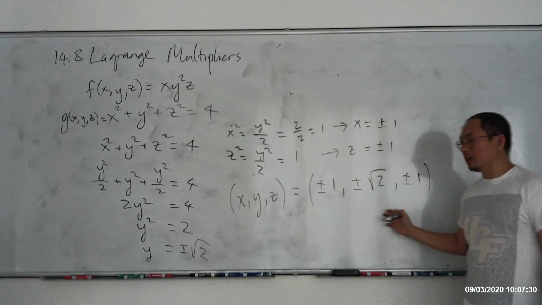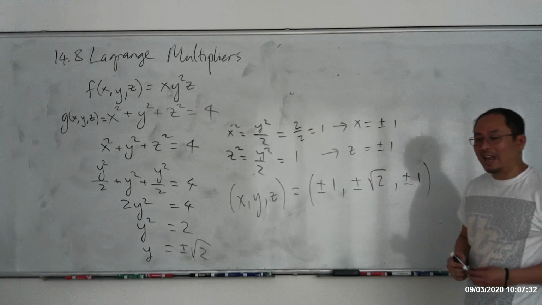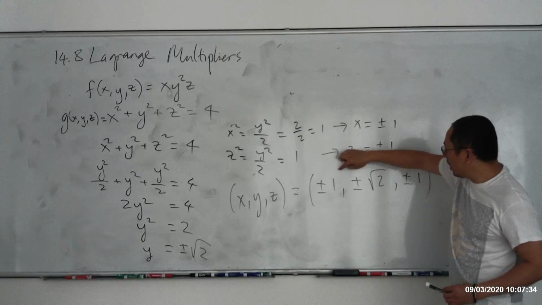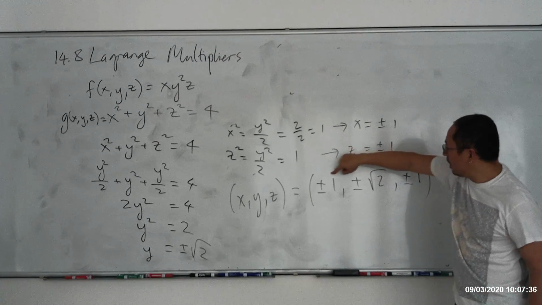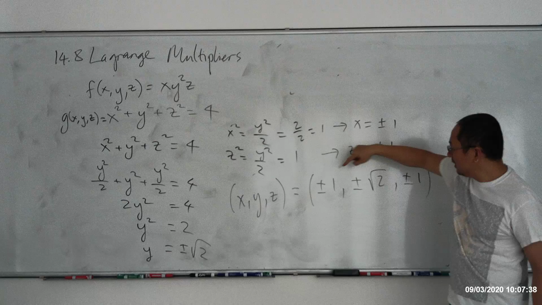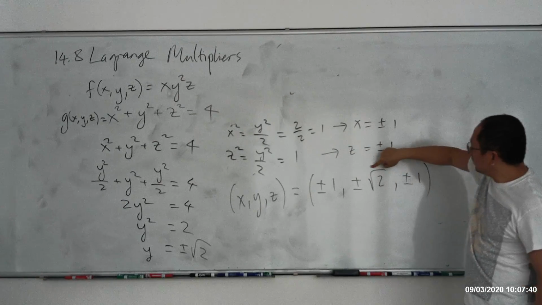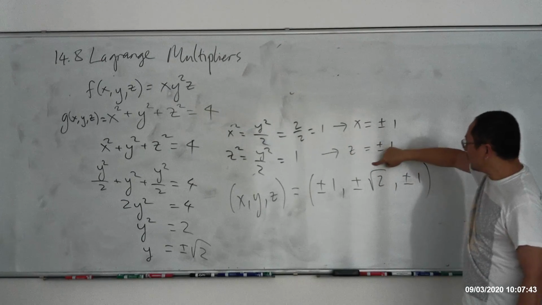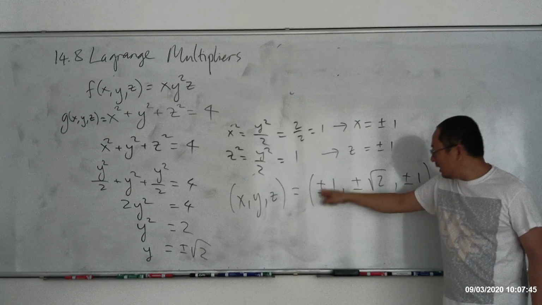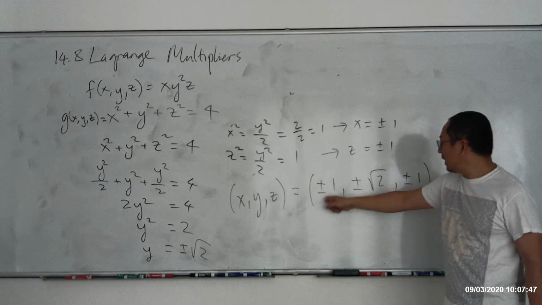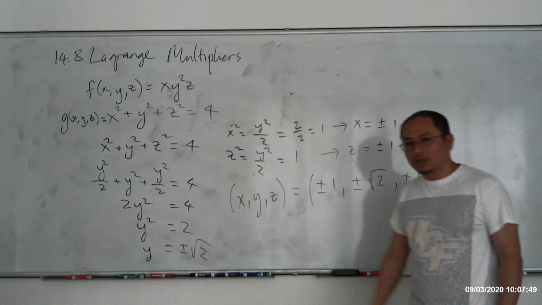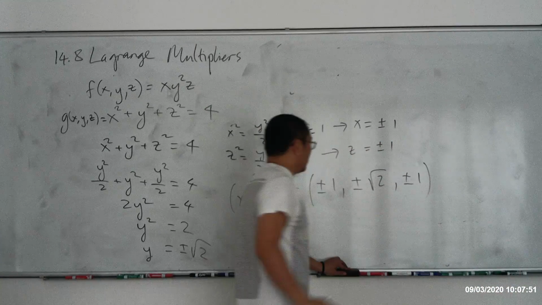And you know how many solutions we may have in here? 8 of them. Right. 1, square root of 2, 1; 1, square root of 2, negative 1; 1, negative square root of 2, 1; 1, negative square root of 2, negative 1; negative 1, square root of 2, 1, so forth and so on. Okay? So you count them. It's going to be 8 of those total.